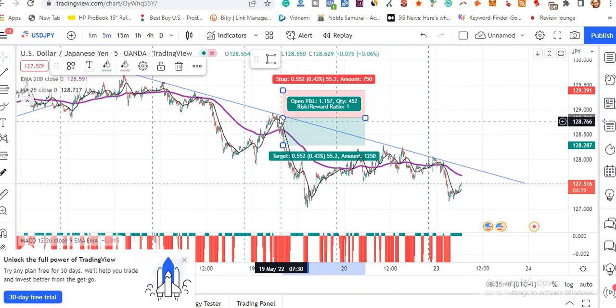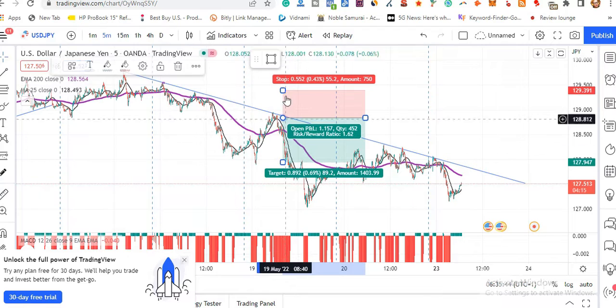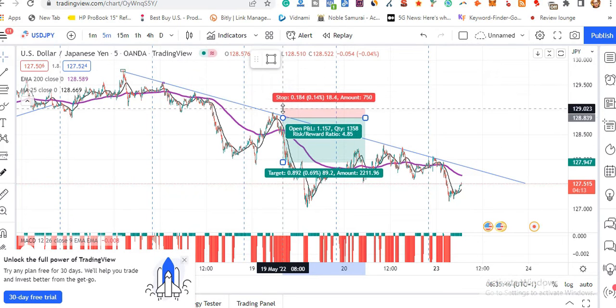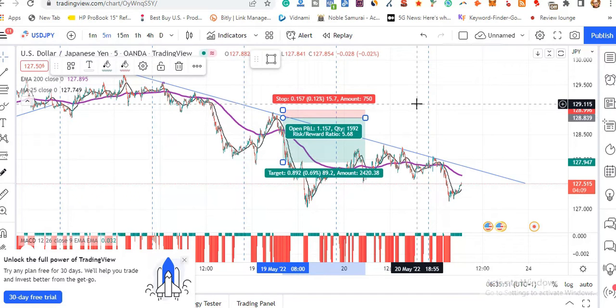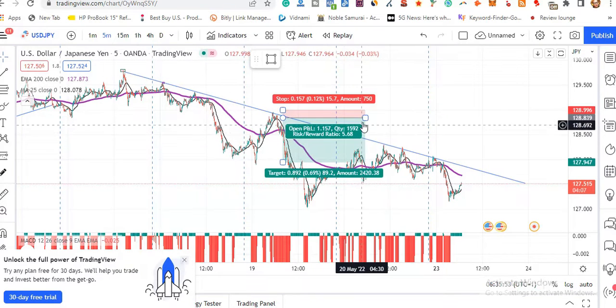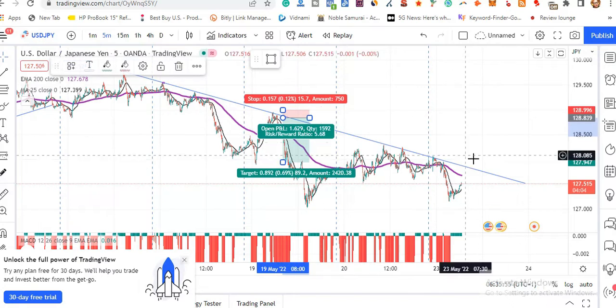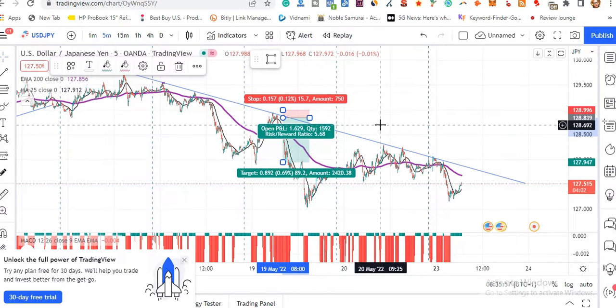Just put your entry and then put your stop above the trend line and above the candle. And that's it. You make your profit. That is how to trade the trend line bounce.